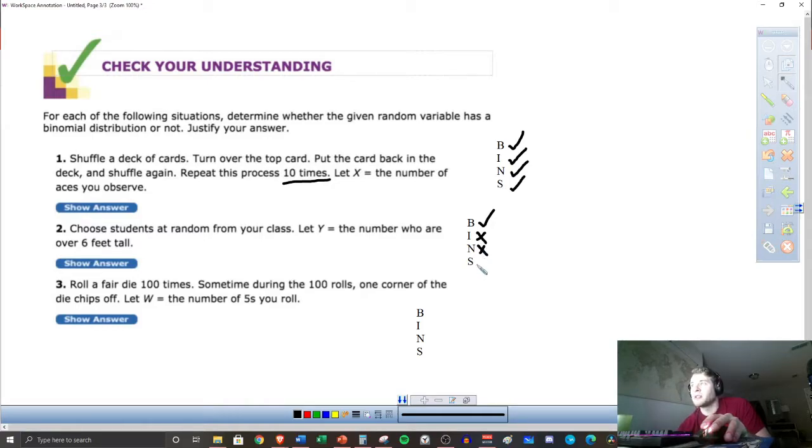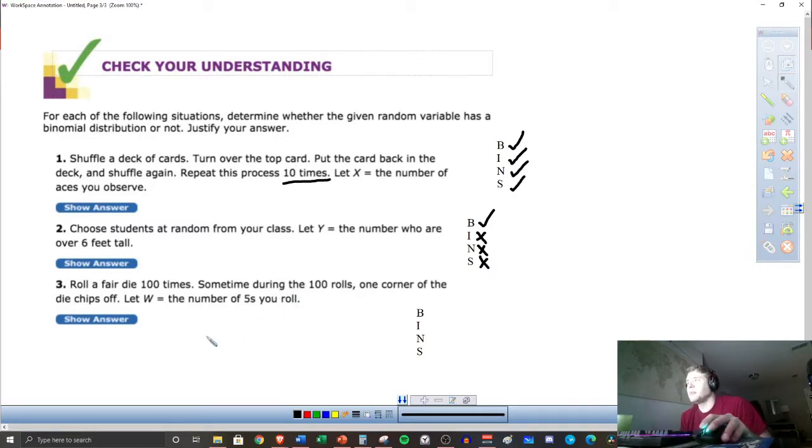Is the probability the same? Well, no. If the class only has one person that's 6 foot tall and I pick them first and I don't put them back, automatically the probability becomes 0. So the probability is not always going to be the same without replacement. However, the book is saying the probability of success will not change from trial to trial. I don't think they got that one right. Might need to write the book editor on that one.